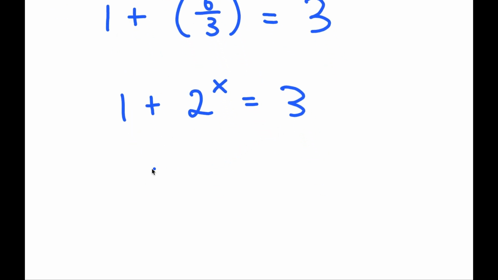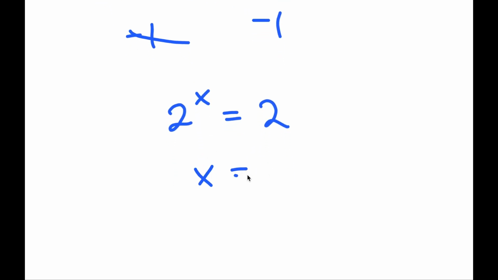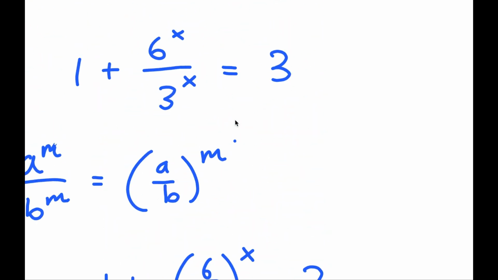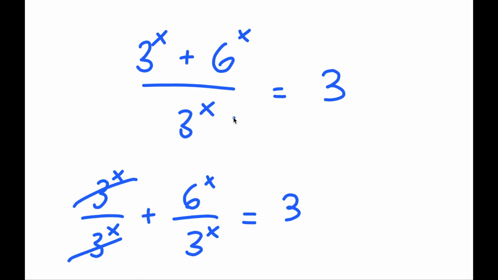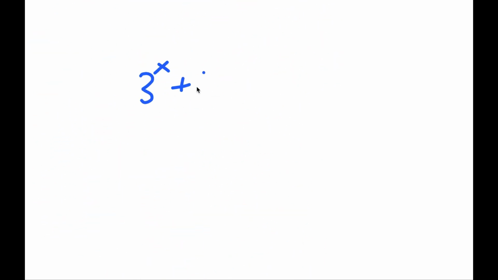Now, I'm going to subtract 1 on both sides. So I have 2 to the power of x is equal to 2, meaning x is equal to 1. Now, before you guys leave, hold on, because there could still be more solutions. So going back here, our original equation was 3 to the power of x plus 6 to the power of x over 3 to the power of x equals 3.